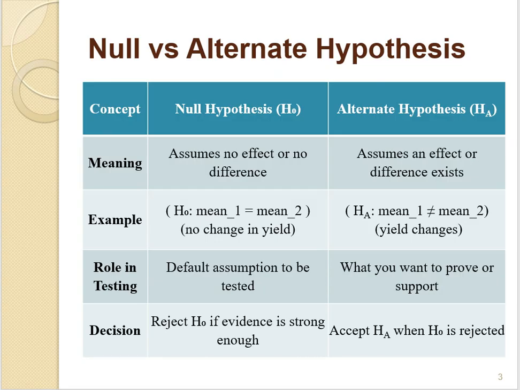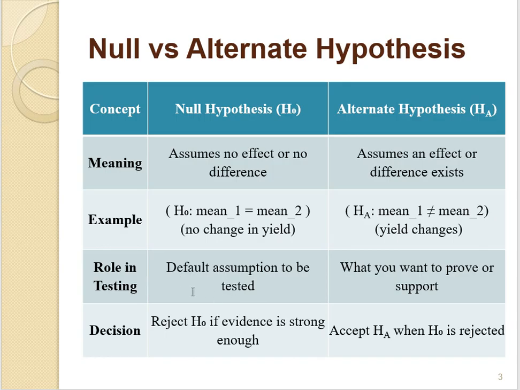Null hypothesis assumes no effect or no difference between the two groups, or between control and treatment, while alternate hypothesis assumes an effect or difference exists. For example, in case of null hypothesis, we can say mean 1 is equal to mean 2, no change in yield; mean of group 1 is equal to mean of group 2, so there is no difference between the two groups. But in case of alternate hypothesis, mean of group 1 is not equal to mean of group 2, so they are different, yield changes.